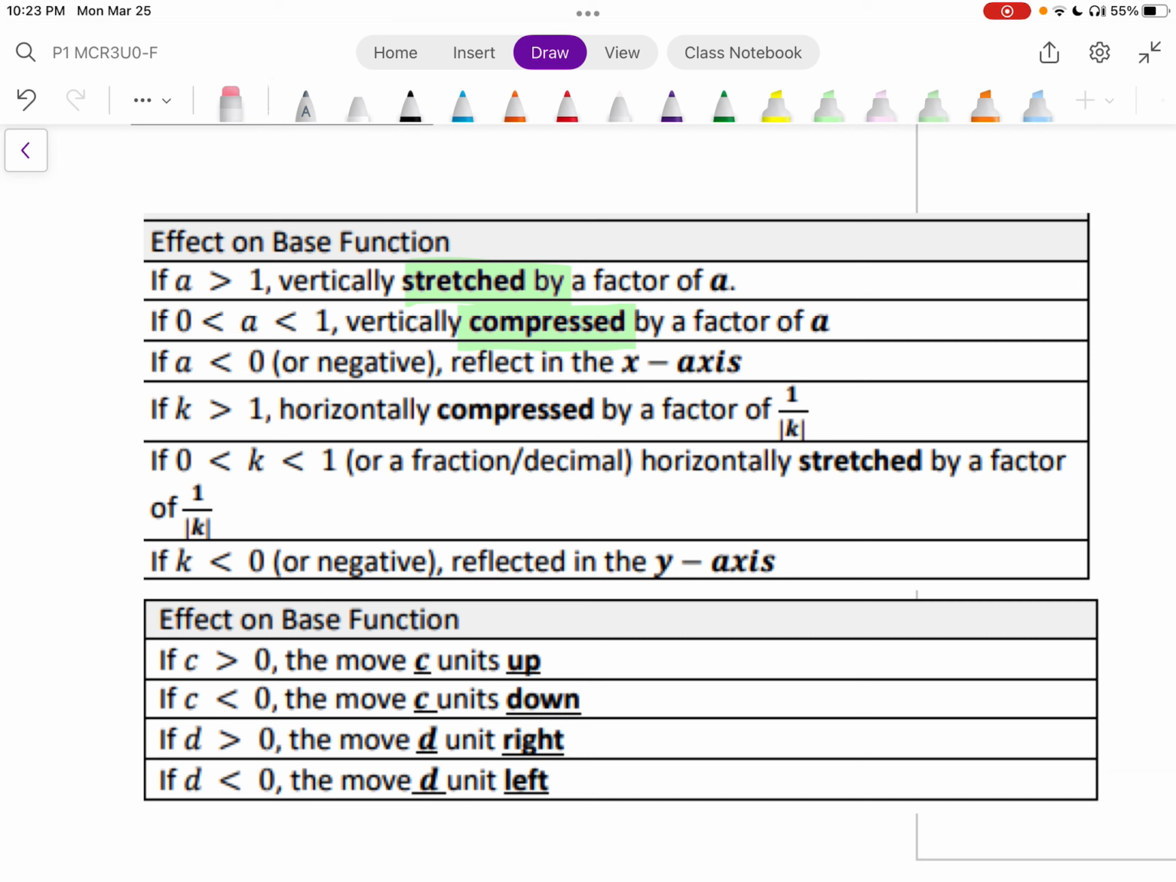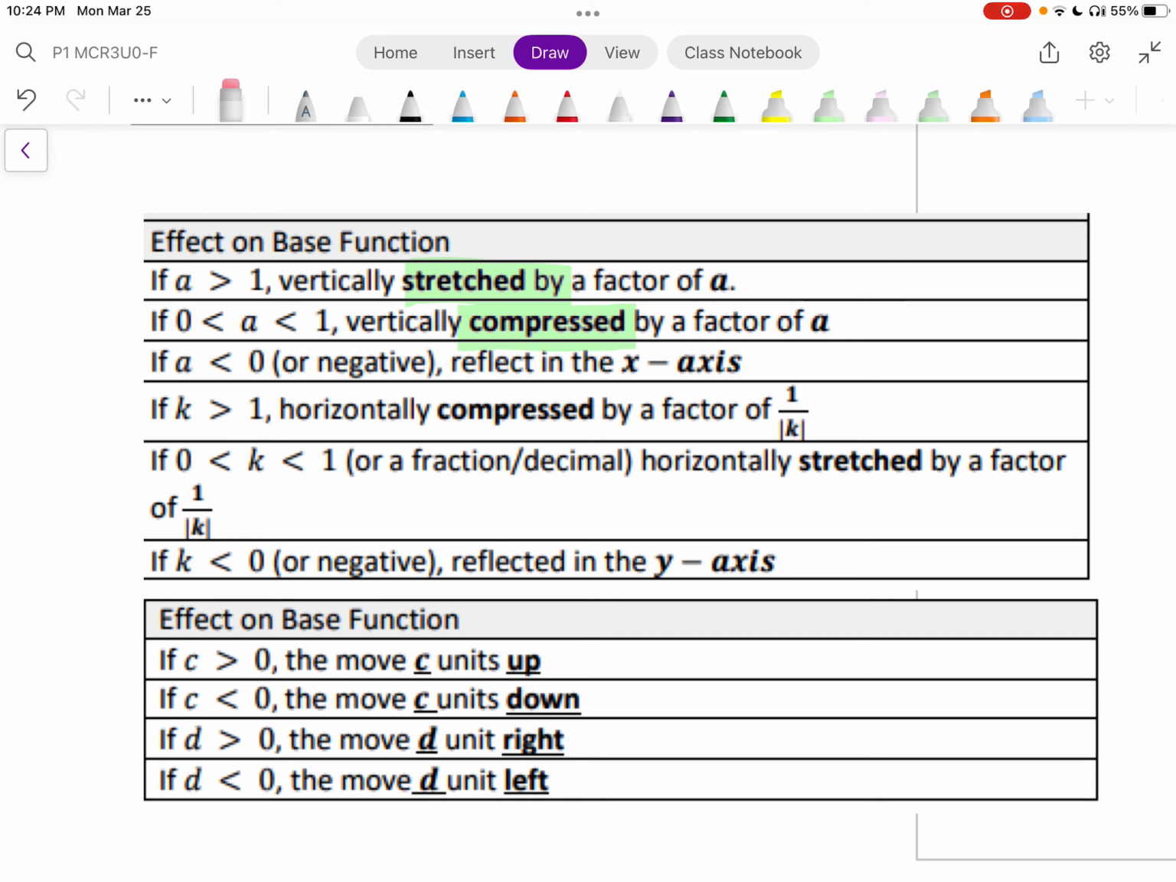So for example, if you were to have an a value of negative 1 over 2, the 1 over 2 tells us that it's compressed, and the negative tells us that there is a reflection in the x-axis. The negative and positive part of the a value operate independently of the absolute value. That's what tells us the stretch or the compression.